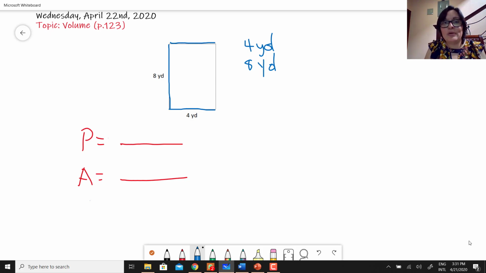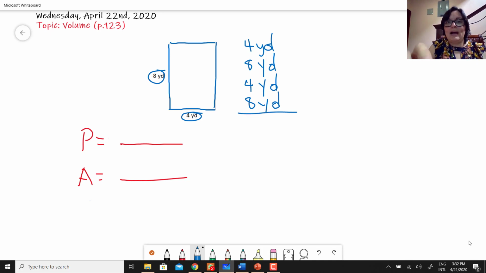Now, what is the measurement of this side? You don't have it in there, but you know that it's the same as this one here. So it's 4 yards. And then, what is the measurement of this side? It's the same as this one, right? 8 yards. Look, we have 1, 2, 3, 4 sides that we have to add. Remember, perimeter, add all the sides. Now let's add. 4 plus 8, 12, excellent, plus 4, 16, plus 8, 24.